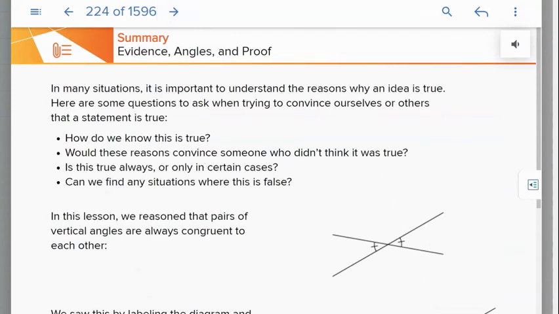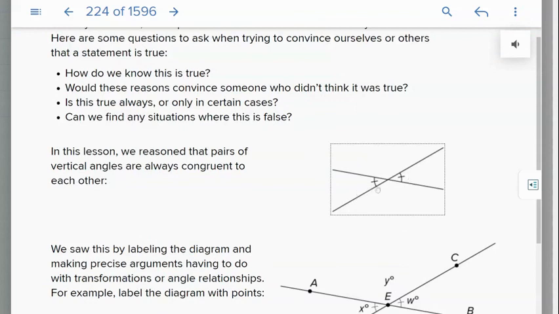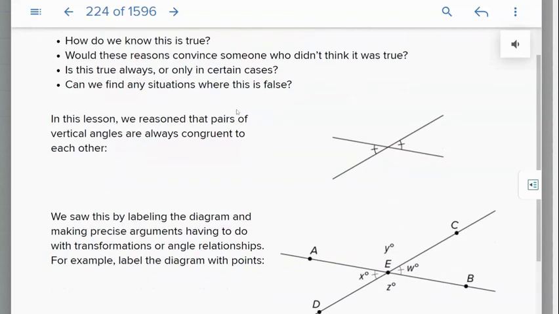So in summary, for evidence, angles, and proofs, in many situations, it's important to understand the reasons why an idea is true. Here are some questions to ask while trying to convince ourselves and others that a statement is true. How do we know this is true? So how do we know vertical angles right here are the same measure? Would these reasons convince someone who didn't think it was true? Is this always true? Are these vertical angles always going to be congruent? Always, or only in certain cases? Can we find any situation where this is false?